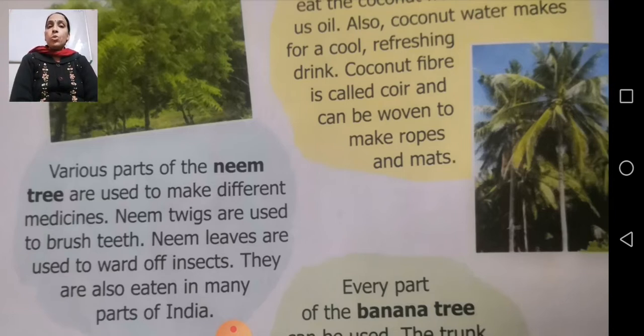Now neem twigs are used to brush teeth. Now twigs means what? Twigs means दातुन. सो अभी भी आप अगर जाओगे विलेज एरिया में, if you will go and see over there, तो आपको बहुत सारे ऐसे लोग मिलेंगे, those who are brushing their teeth with these neem twigs. So what is the meaning of twigs? That is datun.